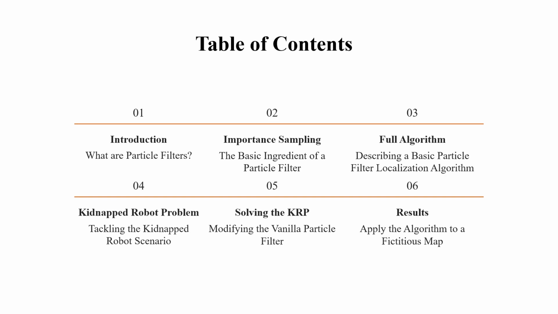Now the table of contents. First, I'm going to give an introduction to what particle filters are. Then I'm going to discuss importance sampling, which is one of the basic building blocks of a particle filter. Then I'm going to describe a basic particle filter localization algorithm. And to really exhibit the power and the distinctiveness of a particle filter, I'm going to discuss the kidnapped robot problem, which was the third in our hierarchy of localization problems. Then I'm going to discuss how we could modify the vanilla particle filter to solve this kidnapped robot problem. And finally, I'm going to show the results of applying this algorithm to a fictitious map.